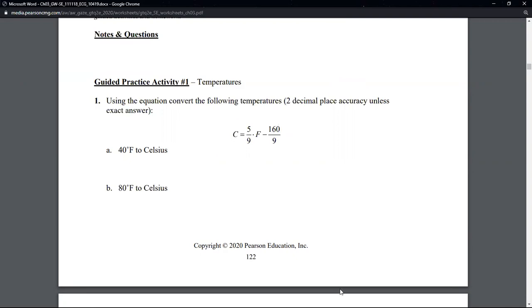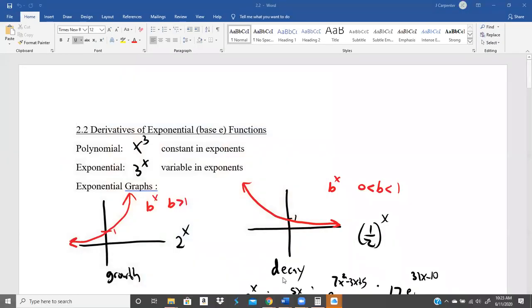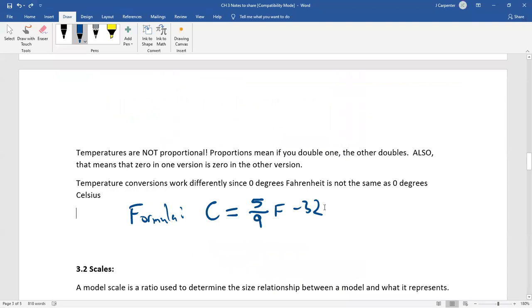Wait, what did I write previously? I think I may have written something wrong. Yeah, I did. This is not right. See, you know what happened was I was looking at the guided activity trying to figure out where we were, and I was trying to write something at the same time. That's what happens when you multitask.